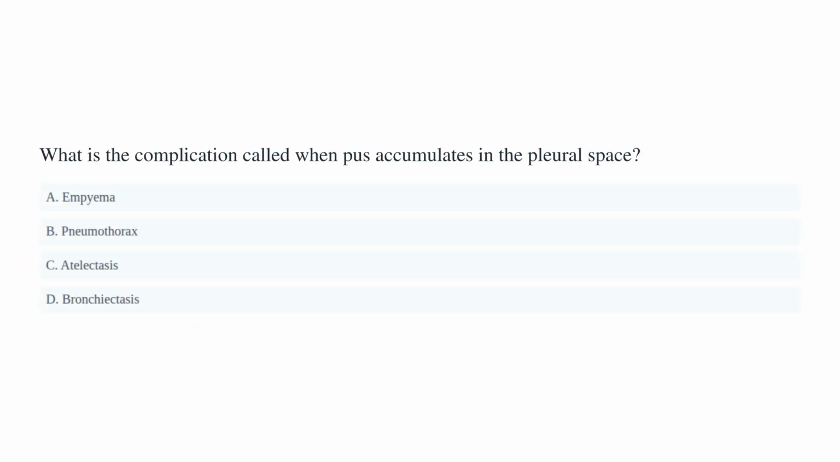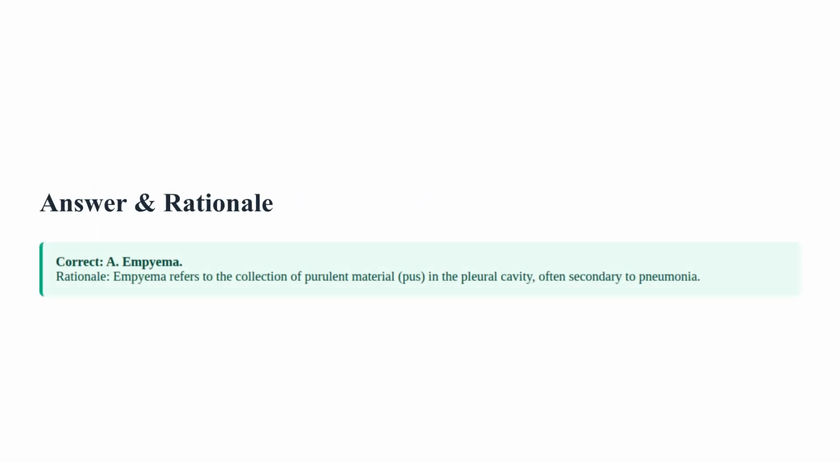Moving on to complications. What is the complication called when pus accumulates in the pleural space? The correct option is D, empyema. This is a severe complication of pneumonia requiring drainage, often via a chest tube.